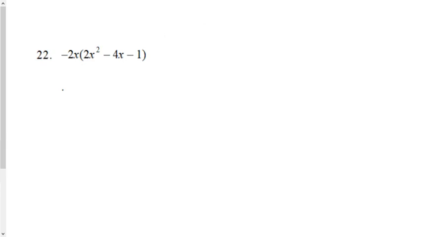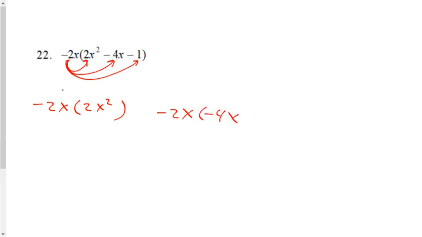Question 22 is now our chapter 7 on multiplication of polynomials. We're going to multiply each term of the trinomial by the monomial. If you wanted to write it out again, 2x squared is going to be multiplied by negative 2x. Negative 4x is going to be multiplied by negative 2x. And negative 1 is going to be multiplied by negative 2x.